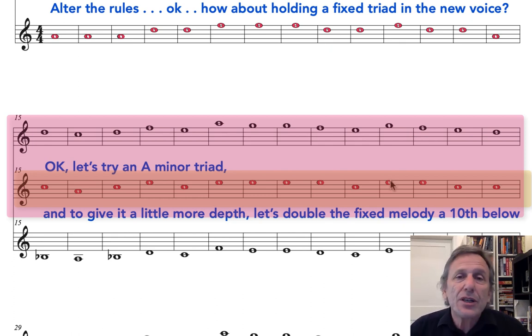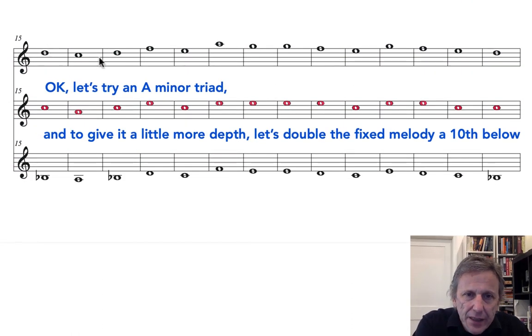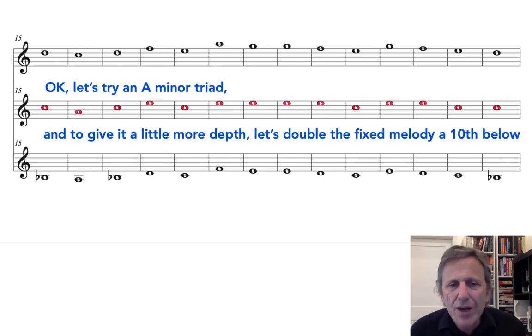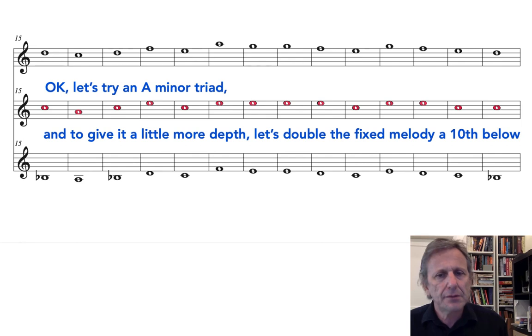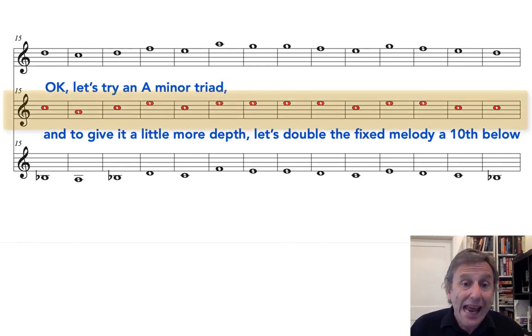And if you want to enrich the texture by having more than two voices, let's double this melody here, down a third, but let's get it out of the way of the middle voice. So take it down a third plus an octave. So now we're going to have this. And then we're going to add our A minor triad in the middle. And it's going to sound something like this.